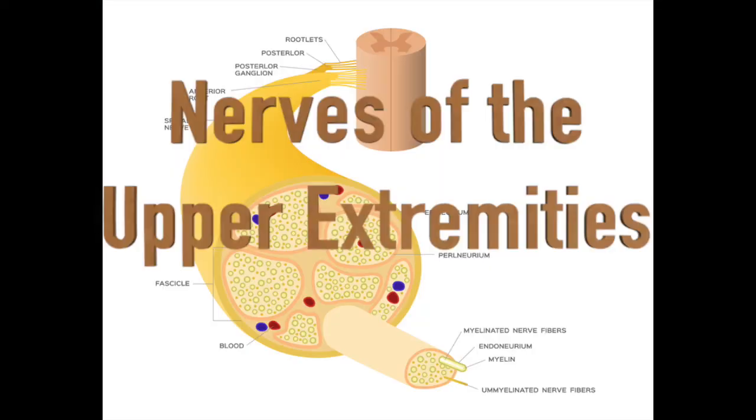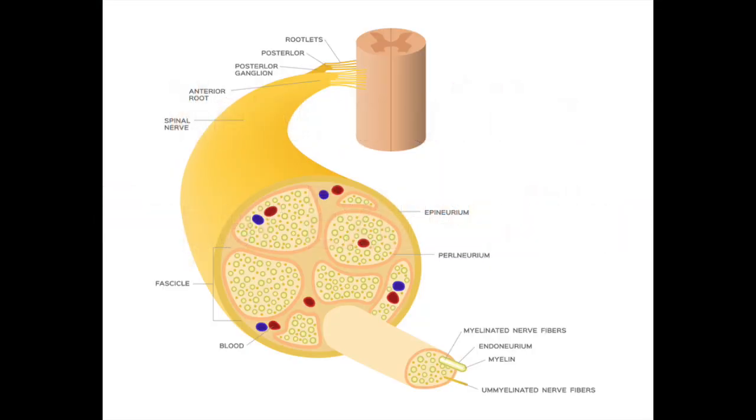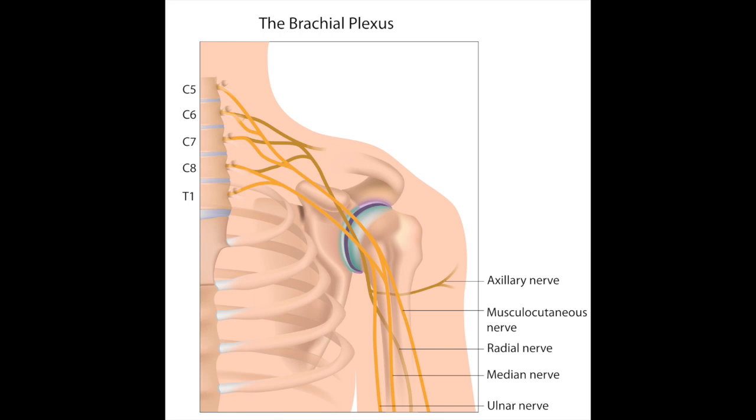A thorough understanding of nerves of the upper extremity is so vitally important when it comes to vascular access procedures and safe, comfortable procedures for our patients. Let's finish this up strong. We're going to talk about the nerves of the upper extremities. This is such an important topic.